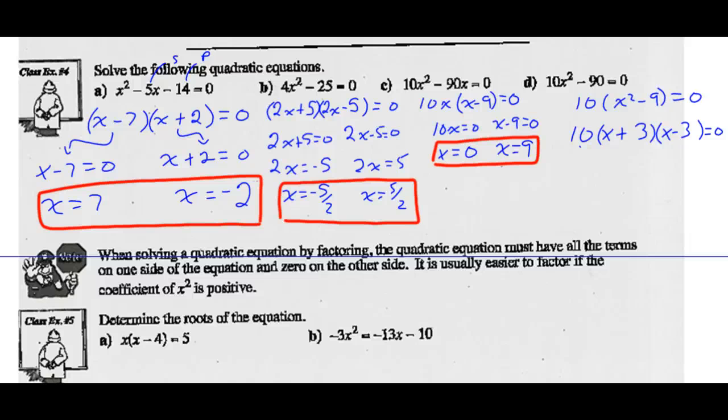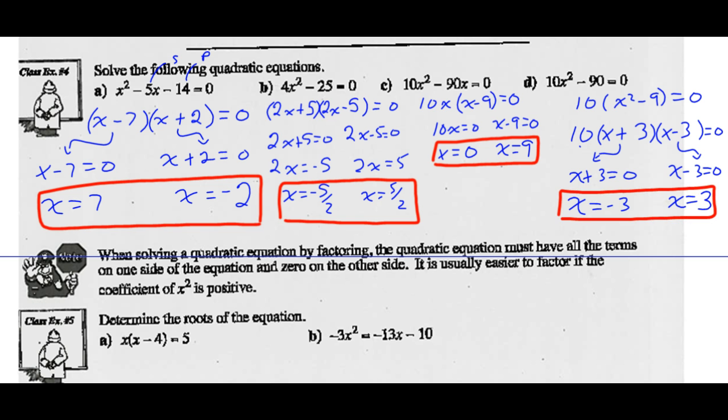Now, 10 is not a variable factor, so I don't have to worry about it. I just use the variable factors, x plus 3 and x minus 3, and set those equal to 0. x plus 3 can be 0, or x minus 3 can be 0. So here, x would equal negative 3. Here, x would equal positive 3. There are our two solutions to that quadratic equation.